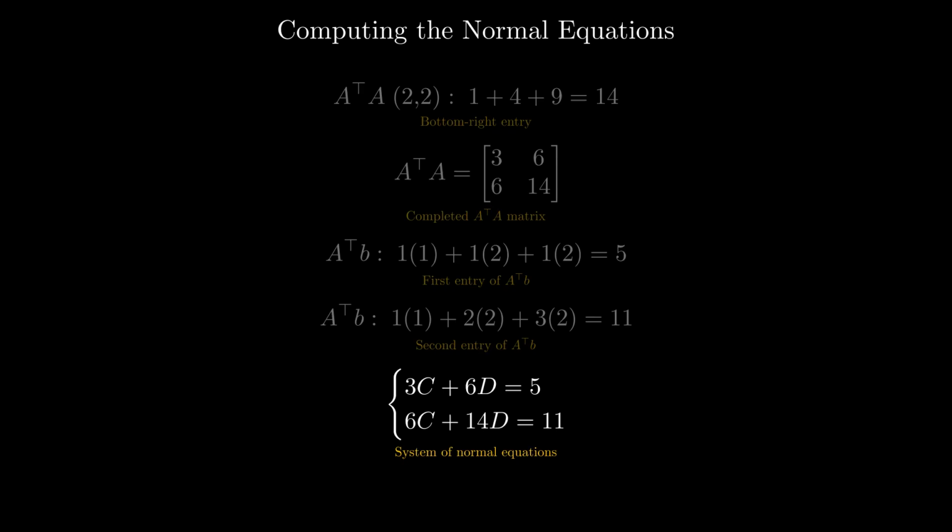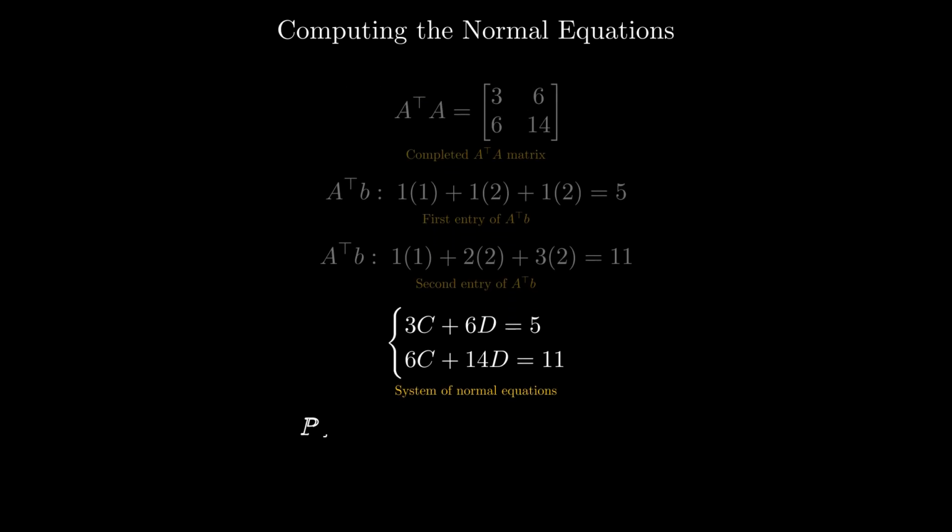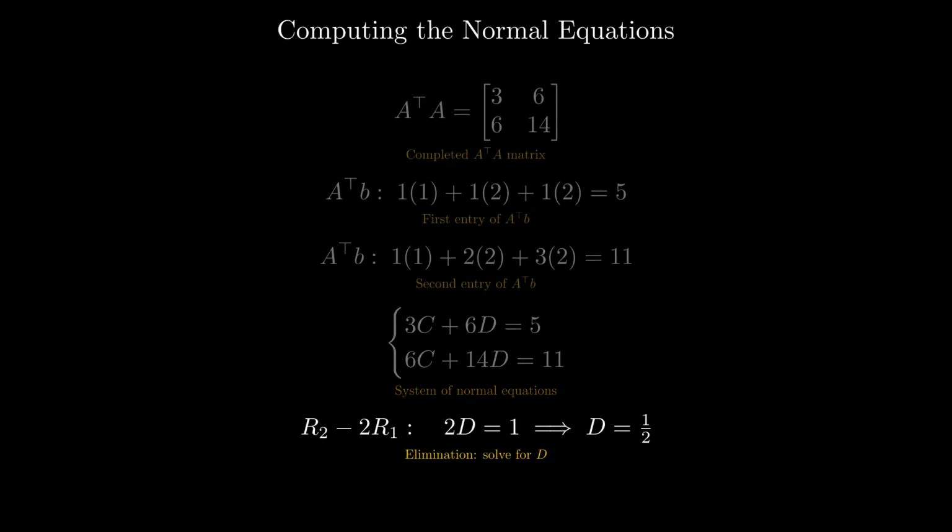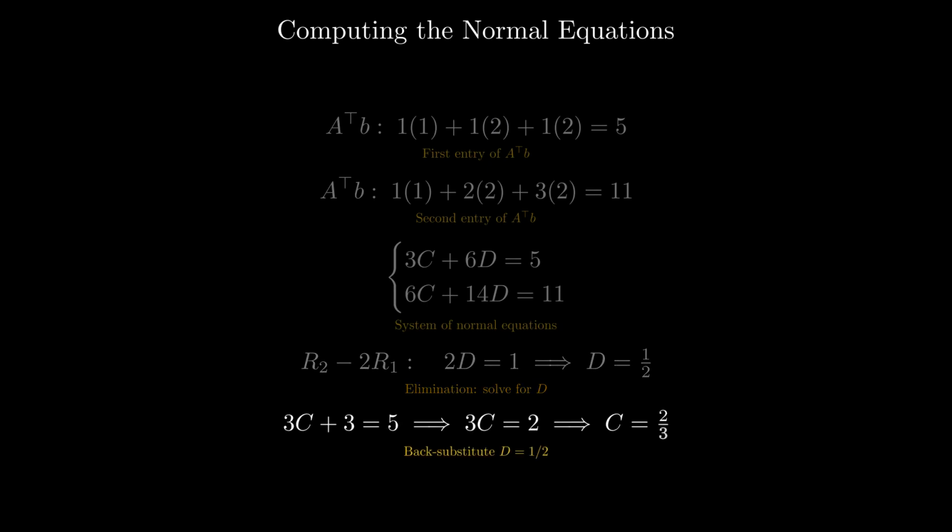We solve by elimination, subtracting twice the first equation from the second. That gives 0c plus 2d equals 1, so d equals 1/2. Now back substitute into the first equation. 3c plus 6 times 1/2 equals 5, so 3c plus 3 equals 5, meaning 3c equals 2, and c equals 2/3.